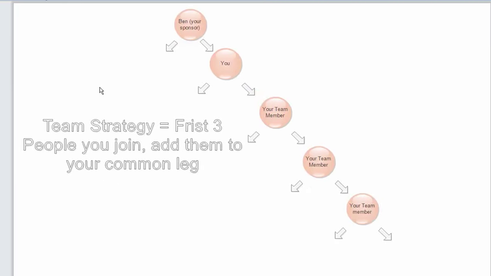So what is the team strategy? The team strategy is to get the first three people that you join onto your power leg. So in this particular example, here's you here again. We're on Ben's right hand side. So your team members, this person, this person, and this person, you want to join all three on your right hand side. That's the first thing that you do. They're now on your common side.